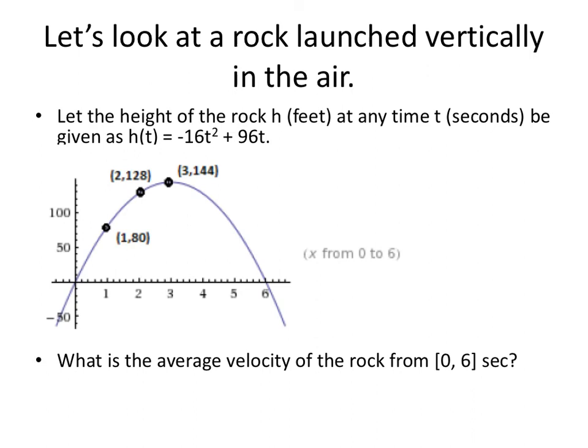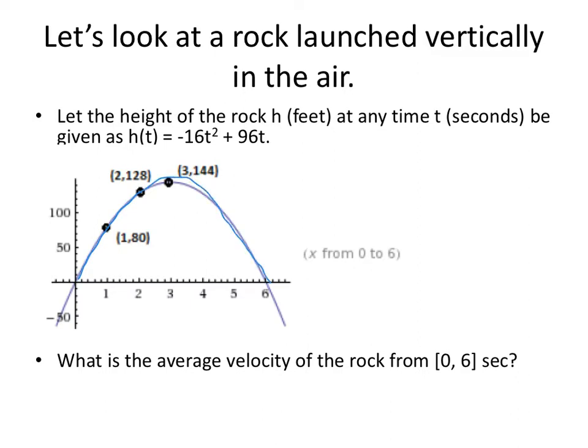Okay, so let's look at an example with actual data. So I said we're looking at a rock that is launched vertically in the air. The height of the rock h in feet is given at any time in t seconds as h of t equals negative 16 t squared plus 96 t. So my graph is showing the path of the rock from 0 to 6 seconds. So we're really only looking at this part of my graph.